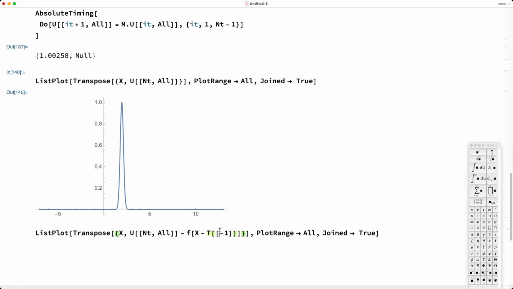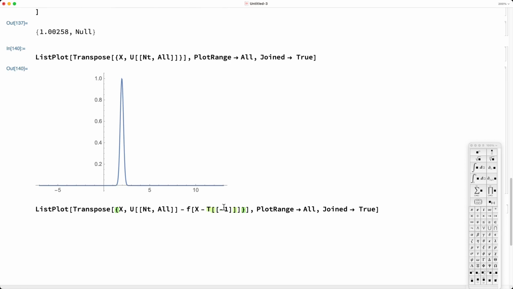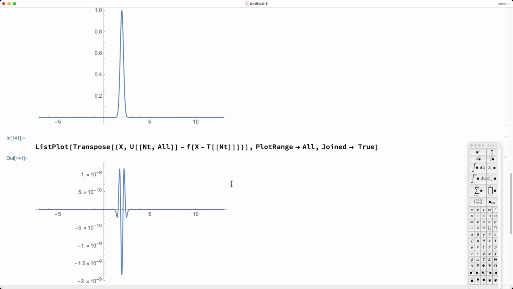So we can use nt in here, or we can use -1. In any case, that's the last time point. So let's actually do that, nt. We could also use -1 here. So let's plot that, and we see that the solution is quite accurate.